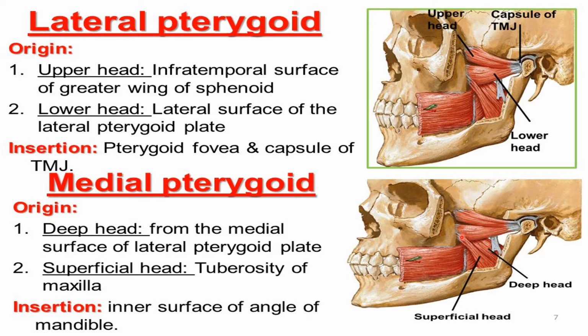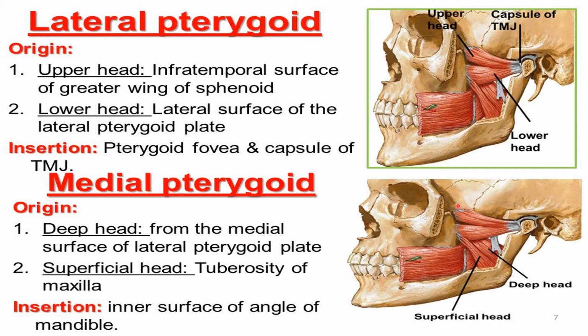And what about the insertion? Insertion is on the mandible. So lateral pterygoid and medial pterygoid, two muscles are included in the infratemporal region or the infratemporal fossa.